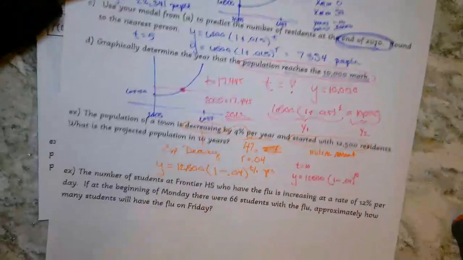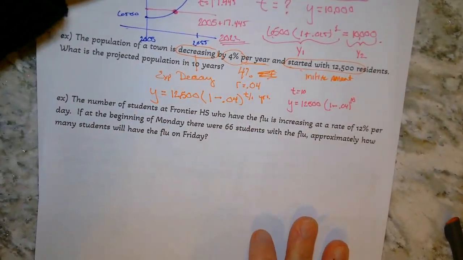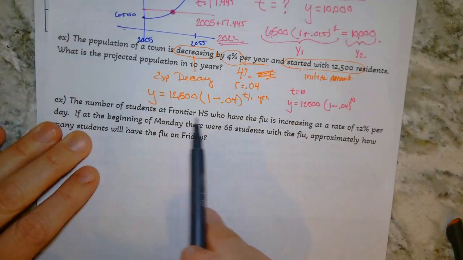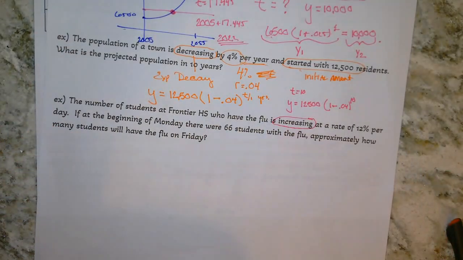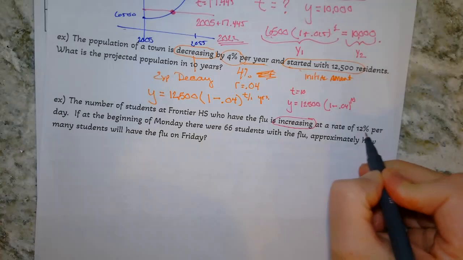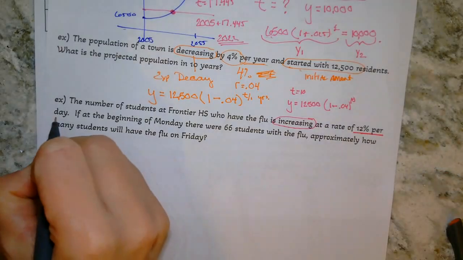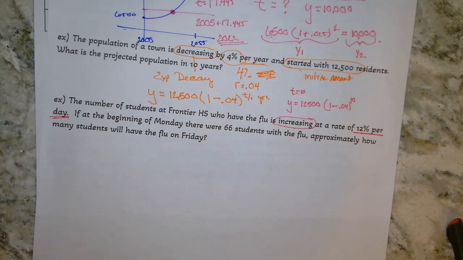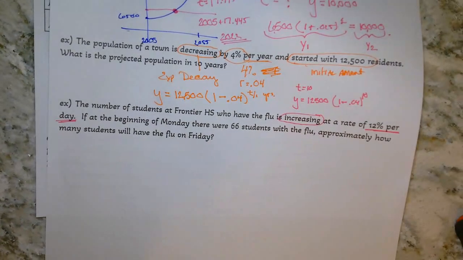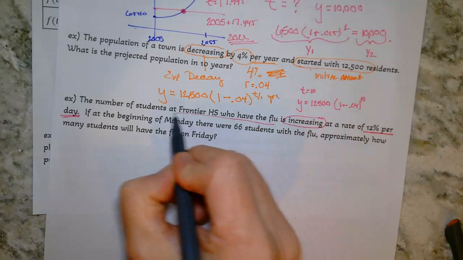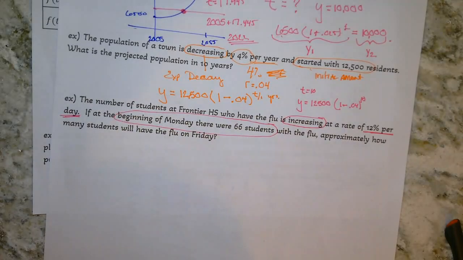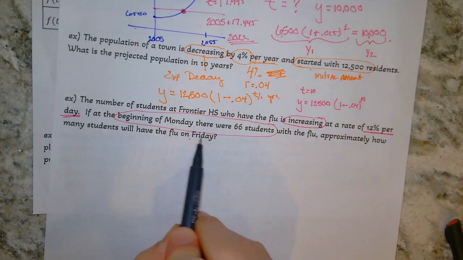All right, I want to set up this last problem. The number of students at Frontier High School who have the flu is increasing, exponential growth, at a rate of 12% per day. Underline those units. In the beginning of Monday, there were 66 students, beginning, aka the initial, with the flu. Approximately how many students will have the flu on Friday?